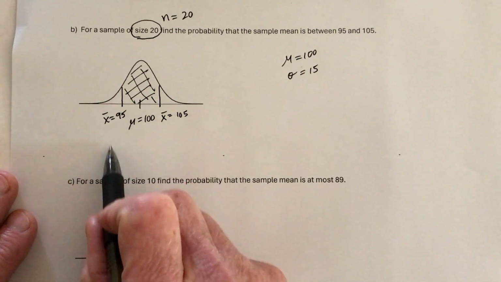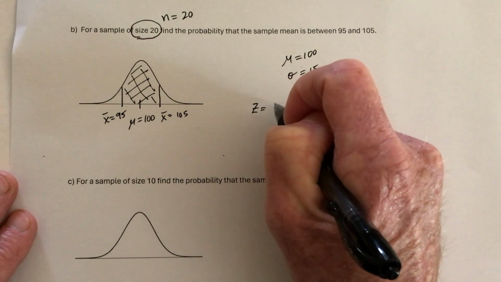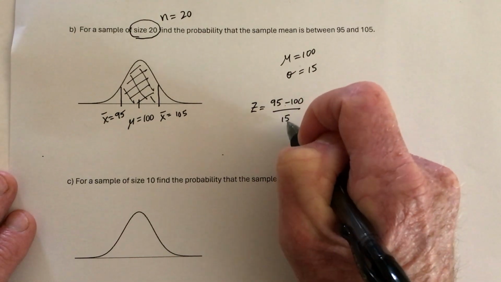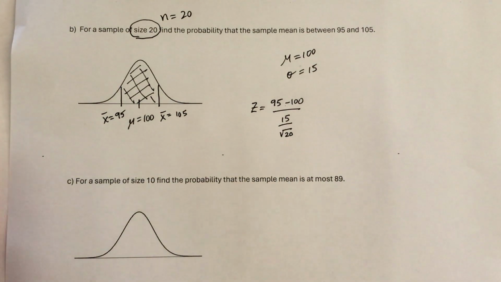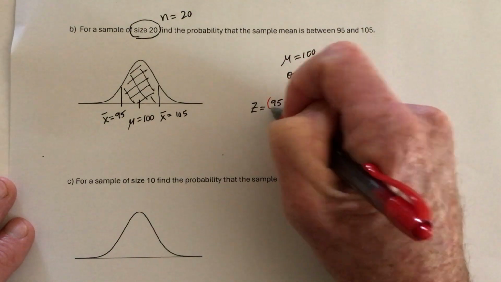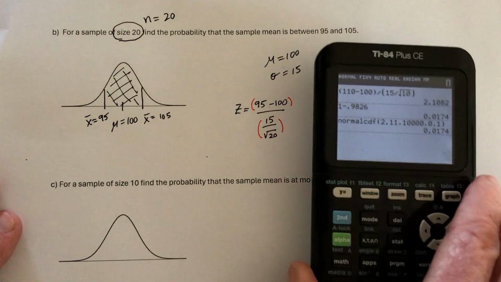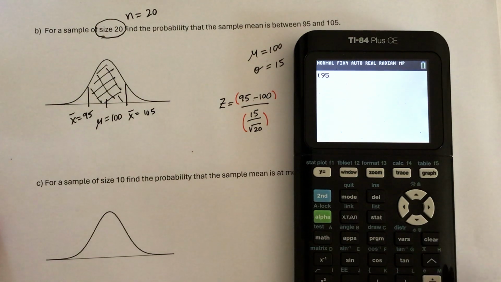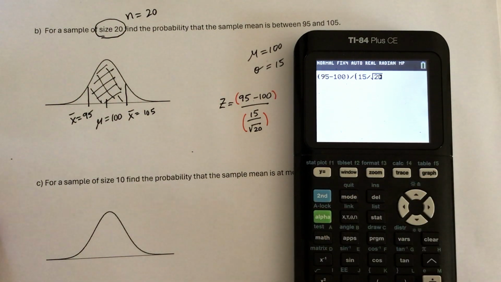And I don't think I have enough space right here where I usually like to write it, so I'm going to have to write it over here. So z equals, take 95 minus the mean of 100, divide by the standard deviation of 15, and then that gets divided by the square root of n, which is 20. And then my red pen reminds us, make sure you put parentheses and parentheses. So then parentheses 95 minus 100 divided by parentheses 15 divided by the square root of 20.